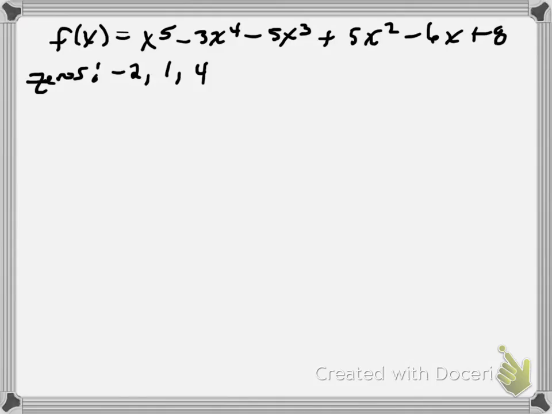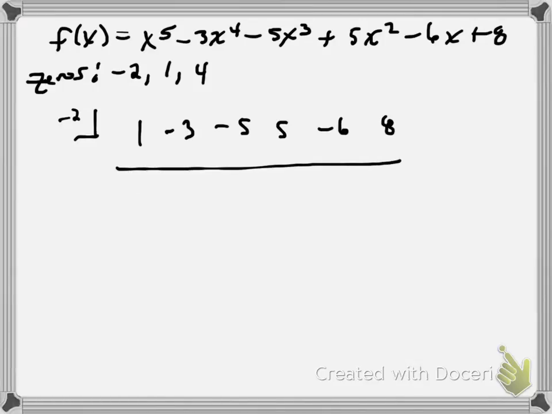Okay, so again, here's my polynomial, here are my zeros, and I'm going to use synthetic division. I'm going to write the coefficients, so 1, -3, -5, 5, -6, and 8. And then in the box, I'm going to put -2. Now I'm going to bring down the 1, and then multiply and then add. So -2 times 1 gives me a -2.